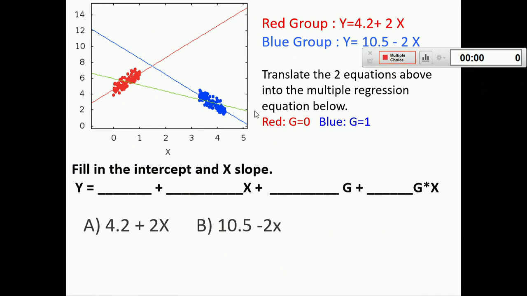Okay, so this is our new one. So now we have an interaction effect. Can you see that? Look at this. We have this group that has this slope, and this one has this, a huge interaction effect here. So we want to fit, and here are the two equations. Fill in the intercept and X. So which one do you want to do here? Choose one of them. The key is to fit this group first because G is zero. So this whole thing doesn't matter. So pretend that didn't exist and fit this one first, okay?